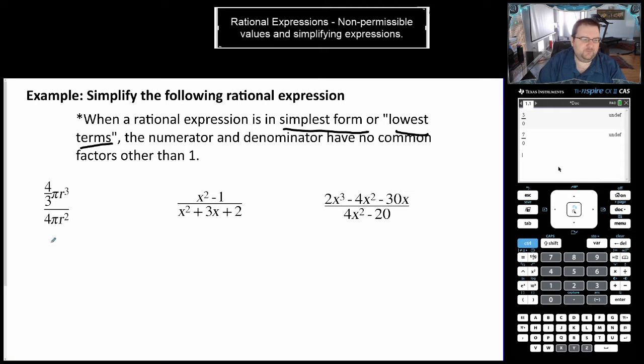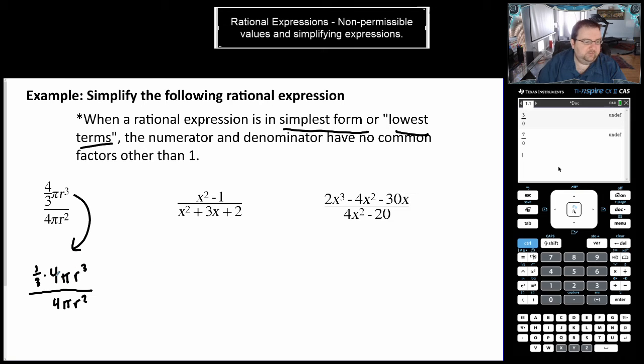So I'm just going to rewrite this numerator here. I'm going to write it out as 1/3 times 4. What's 1/3 times 4? It's 4/3. And then I'm going to keep writing pi r cubed. And down here, I'm going to leave it as 4 pi r squared. Why did I do that? Hopefully you can see why that would have been useful.